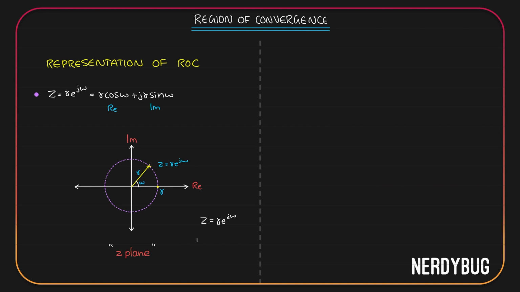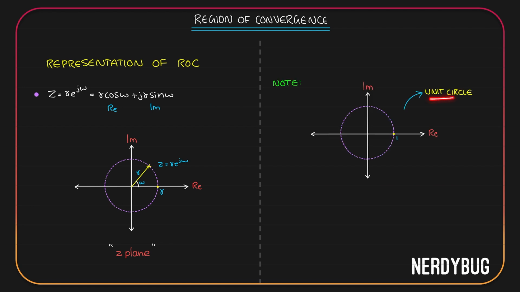But in all those cases, magnitude of z is going to be magnitude of r multiplied by magnitude of e raised to j omega. Omega can take any value, but magnitude of e raised to j omega is always going to be 1. So for all the points on this circle, magnitude of z will be equal to magnitude of r, which is r. Now let us take a circle on the z-plane whose radius is equal to 1 unit. We call this the unit circle.